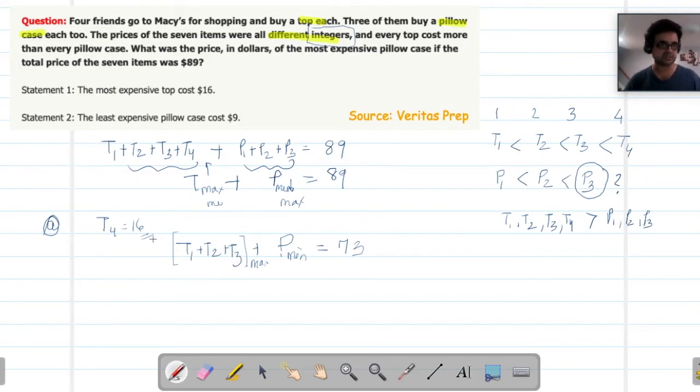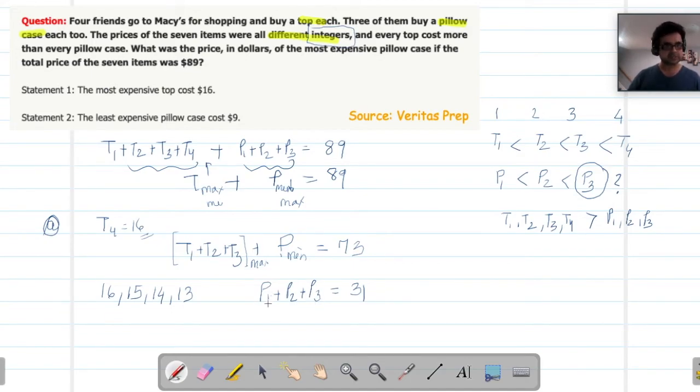T3 cannot be 16. Maximum value of T3 could be 15. That makes the values of T to be these numbers. And if you take the sum of it, you will get that 31. So again, we took the maximum possible values of T1, T2, and T3. We came to this conclusion that P1, P2, and P3, the sum is 31. We again don't know anything about P1, P2, and P3.